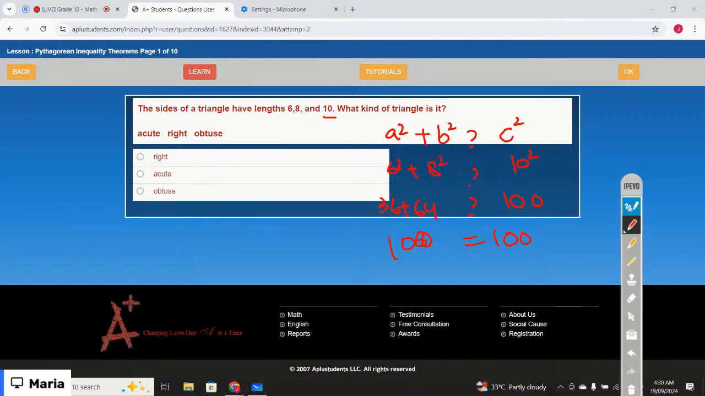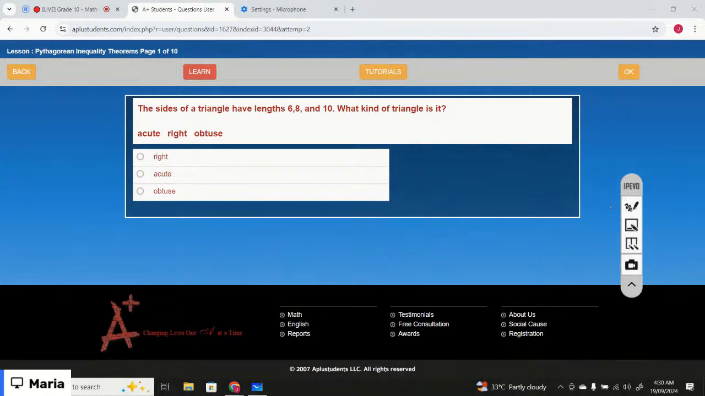The correct option is right angle triangle. It is right. Option number 1 is the correct option.